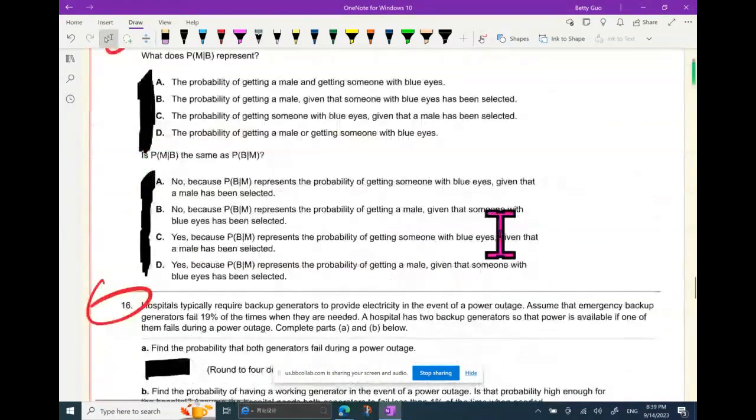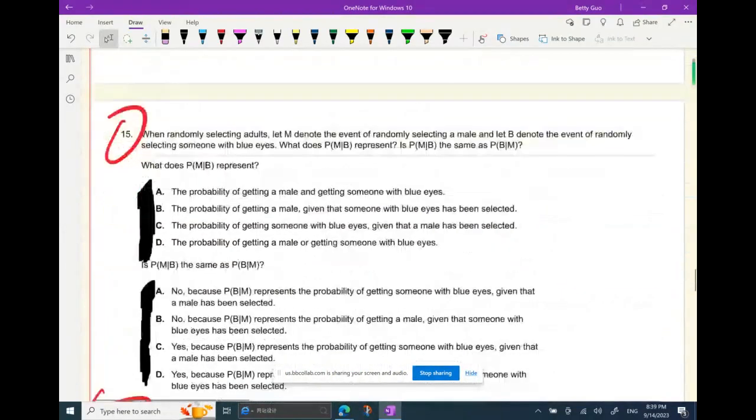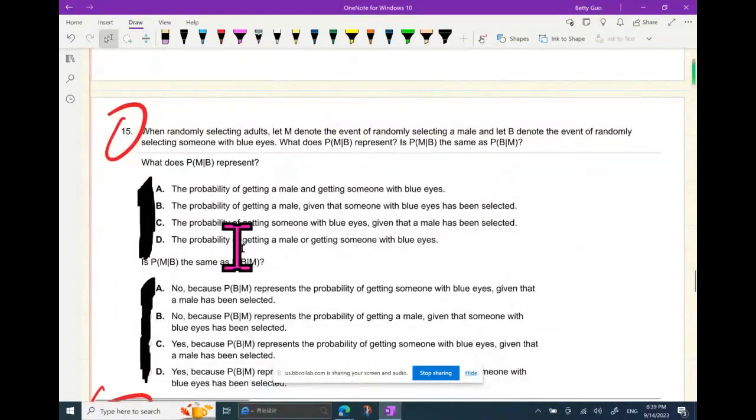Number 15, multiple choice question. When randomly selecting adults, let M denote the event of randomly selecting a male, and let B denote the event of randomly selecting someone with blue eyes. What does P of M given B represent? Is P of M given B the same as P of B given M?